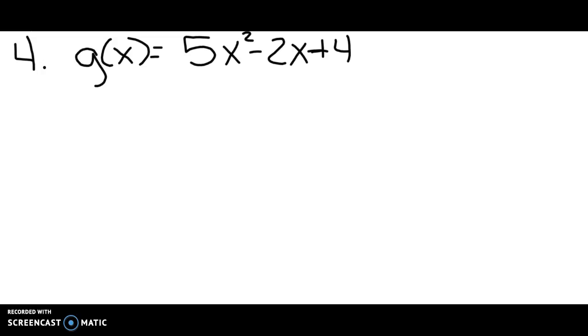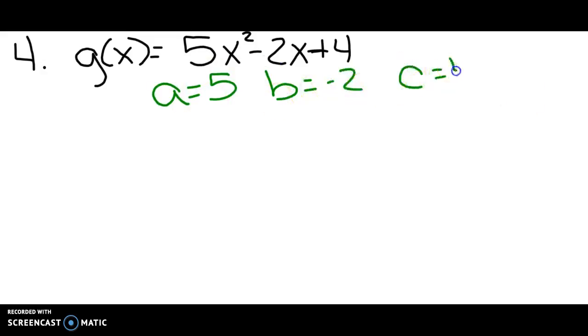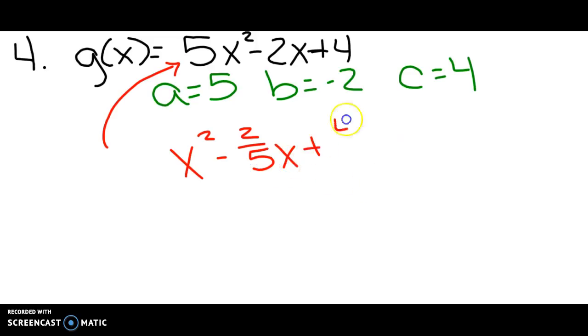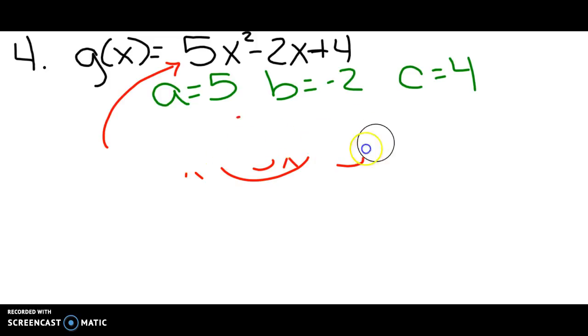There we go. So a is 5, b is negative 2, and c is 4. The reason I'm not doing completing the square is because this leading coefficient needs to equal 1. And if we divide everything by 5, we're going to get a lovely little fraction over here. And then you have to take half of that and square it, and it's a big nightmare. So we're not doing it.